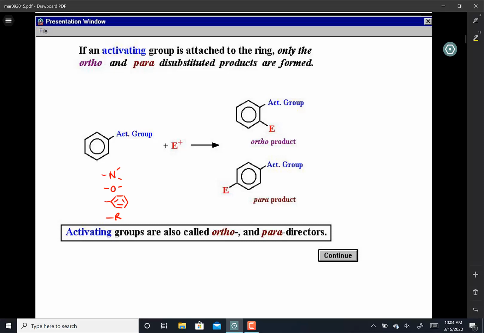Now, what also directs to the ortho and para positions are the halogens, bromine, chlorine, etc. They are deactivating groups, but they do direct to the ortho and the para position, and I'll talk about why that is in a moment. So activating groups and halogens all direct ortho and para, and so they are ortho-para directors.